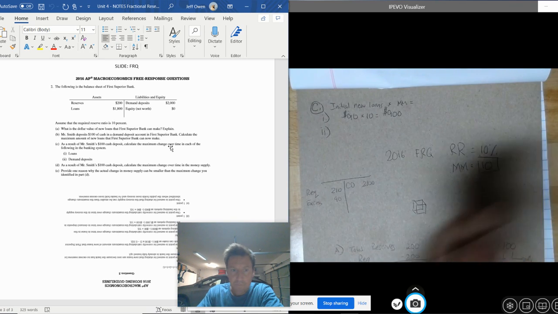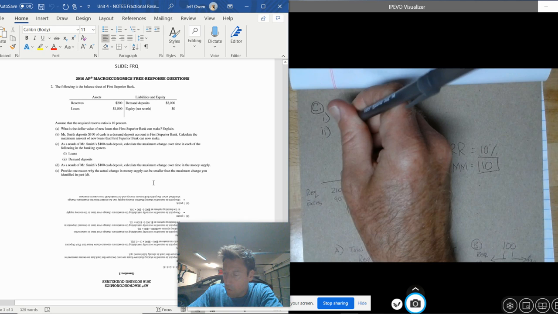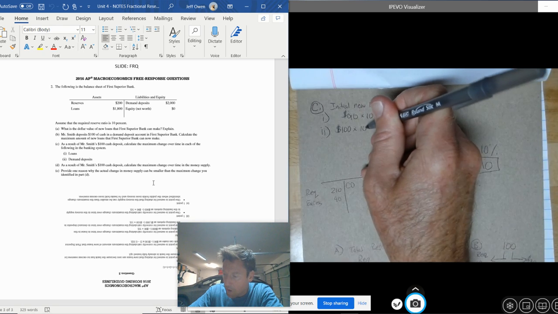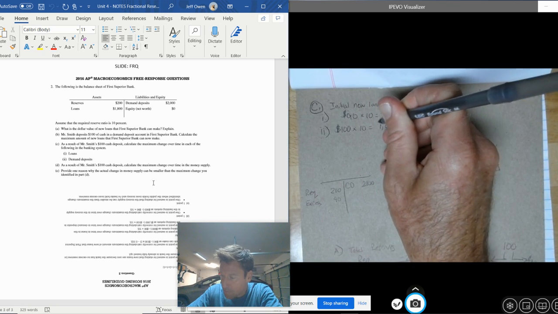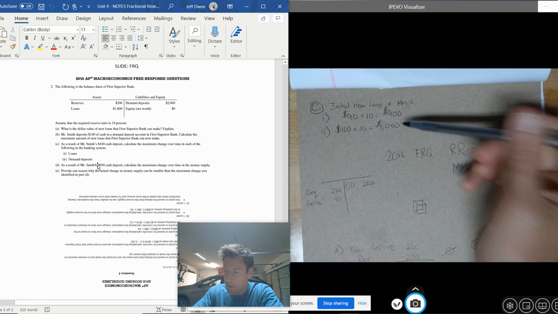Part C2, what is going to be the maximum change over time of demand deposits? Well, he put $100 in, that goes into this system and every other banking system. So $100 of new deposits times our money multiplier is going to give us our maximum change in our demand deposits in the economy over time. So 1,000.